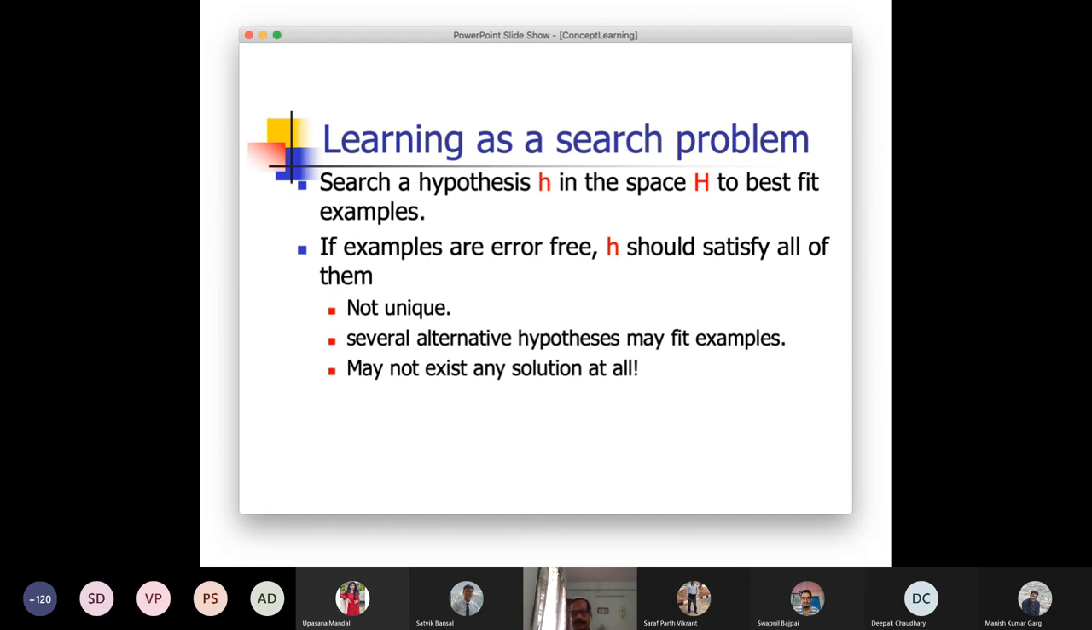Where we are saying that there does not exist any solution at all, isn't the null hypothesis considered a hypothesis? No. There are certain Boolean expressions which would be satisfied by the training examples, but your formation of the hypothesis, that assumption or structure, is not capable of expressing them.